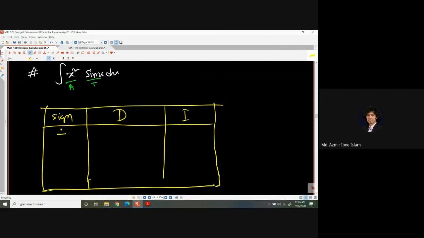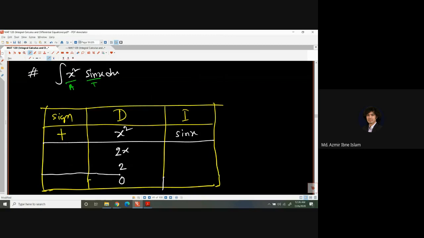So first part will start with plus. Under the differentiation column we have to place the algebraic or polynomial function x squared, and automatically sine x will be under the integration part. At first we have to differentiate this part. Repeated differentiation will go on: differentiation of x squared is 2x, differentiation of 2x is 2, differentiation of 2 is 0.